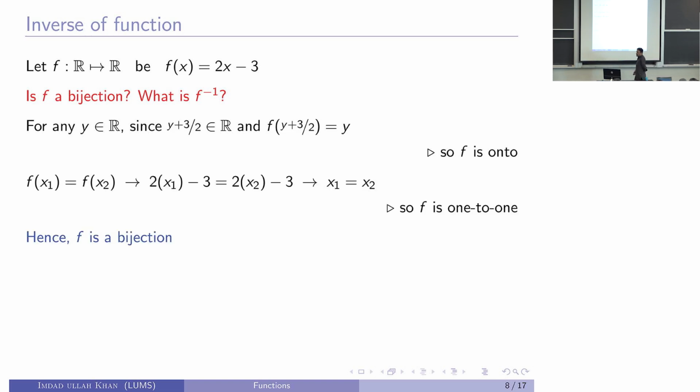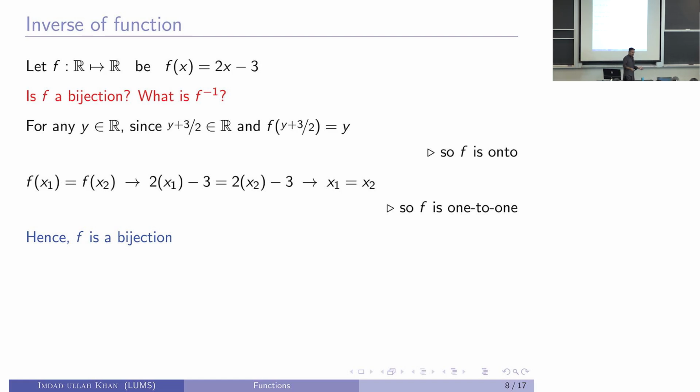Now is it 1-to-1? We know how to prove it. Suppose x1 and x2 are two numbers and suppose they have the same images, so f of x1 is equal to f of x2. Now we know the mapping rule of f, that is 2 times x1 minus 3 is equal to 2 times x2 minus 3. And just do algebra, you get that x1 must be equal to x2. This we did last time, okay. So this f is both 1-to-1 and onto, meaning this is a bijection, right.